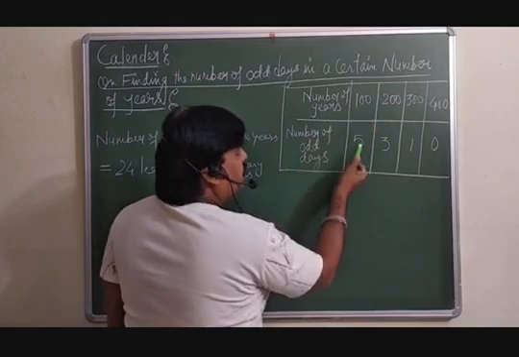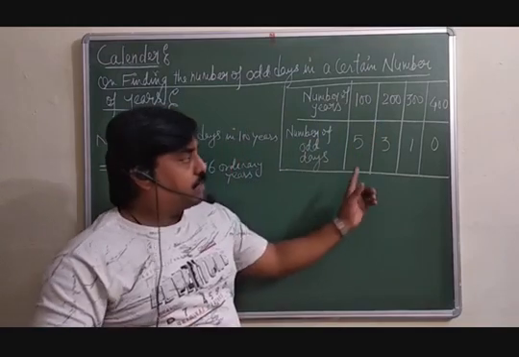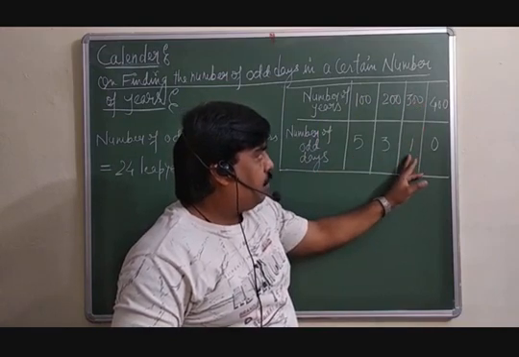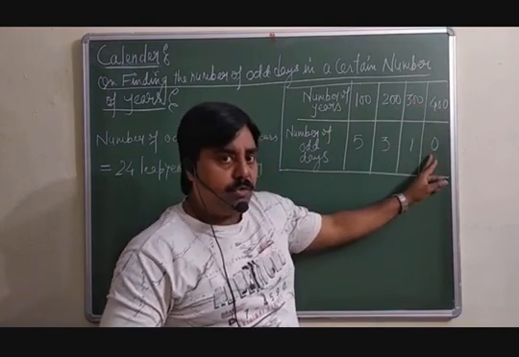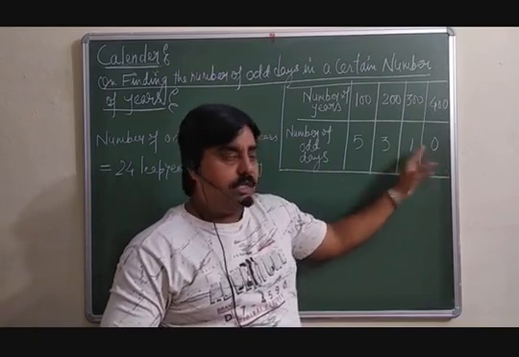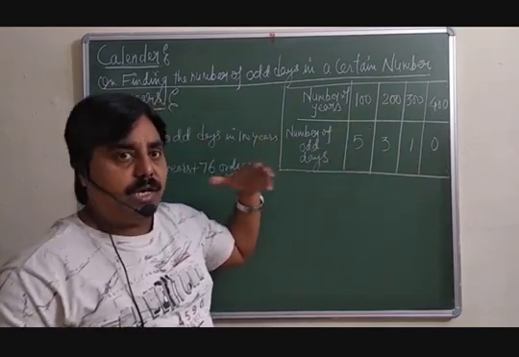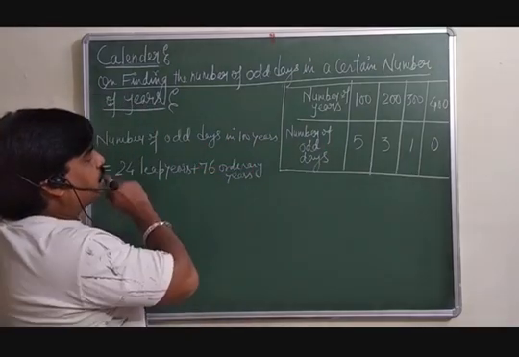In 100 years there are 5 odd days. In 100 years there are 5 odd days. In 200, 300, and 400 years there are 3, 1, and 0 odd days respectively. But how do we come to know that 5 days are the odd days in 100 years? See now, look here.